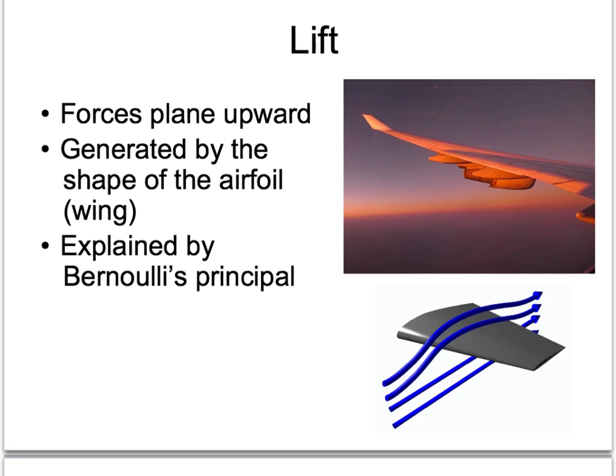Lift. Lift is the thing that forces a plane upward. And it's generated by the shape of the plane's wing. This is explained by something called Bernoulli's principle, which we'll get to later. But basically, gravity wants to pull the airplane down, but there's a force of lift generated by the air moving past the wing that pushes the plane up, and it forces the plane upward. So there's a lift force on a plane flying through the air.